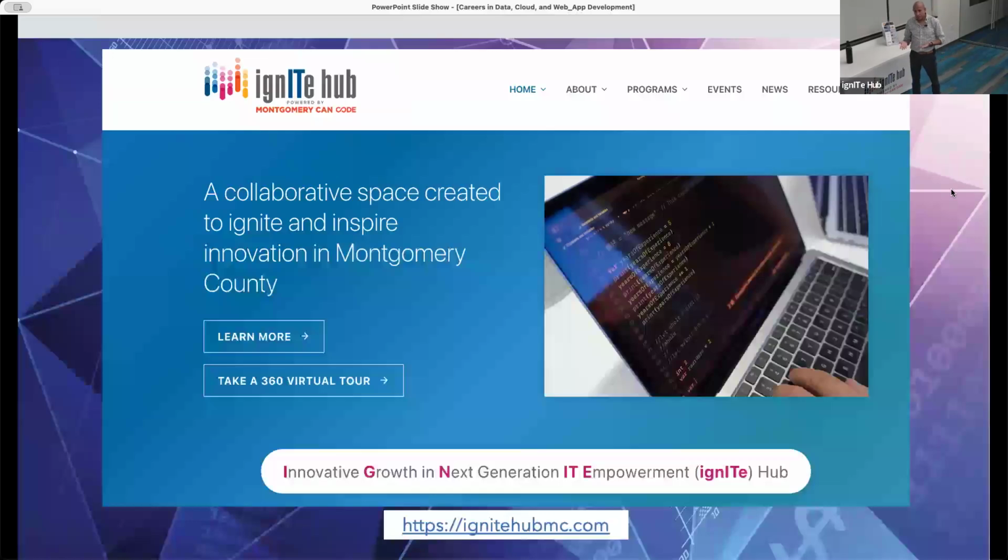The other resource, which you're familiar with, is the Ignite Hub. You are here because you have found us and then you have registered for this event. But we do have a lot of other events as well. I don't know if you may be familiar.